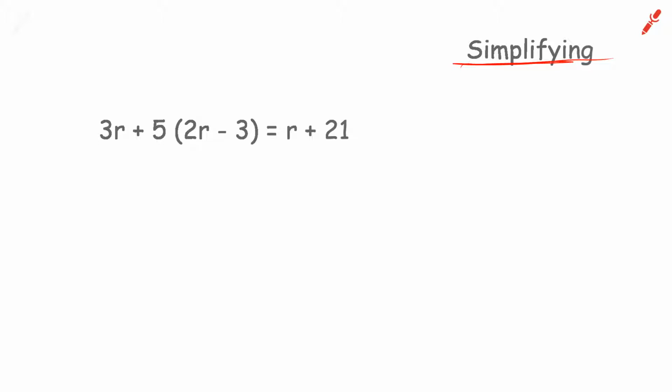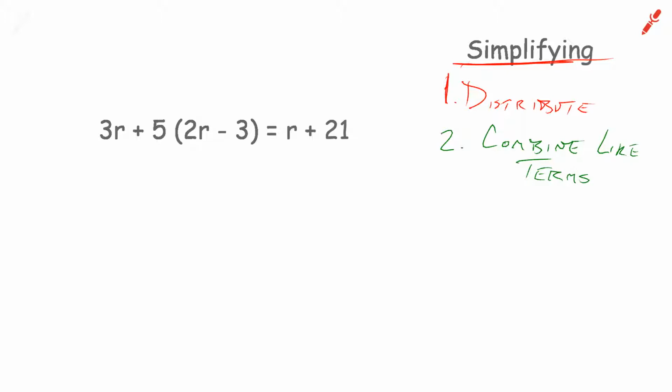Our two steps for simplifying are going to be 1, distribute, and 2, we're going to use Christmas colors here, combine like terms. So we distribute, and then we're going to combine like terms after that.